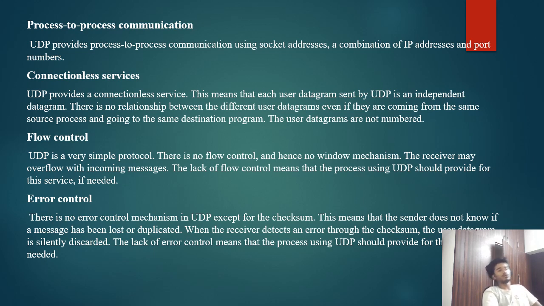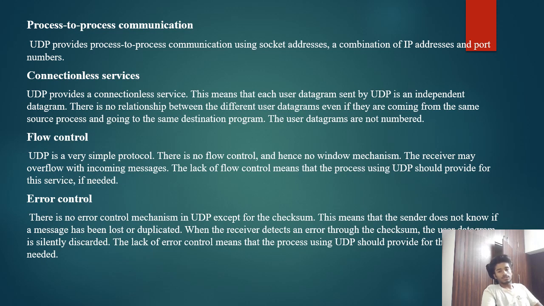So what is flow control? UDP is a very simple protocol. There is no flow control and hence no window mechanism. The receiver may overflow with incoming messages. The lack of flow control means that the process using UDP should provide for the service if needed. So error control. There is no error control mechanism in UDP except for the checksum. This means that the sender does not know if the message has been lost or duplicated. Even when the receiver detects an error through the checksum, the user datagram is silently discarded. The lack of error control means that the process using UDP should provide for it if needed.